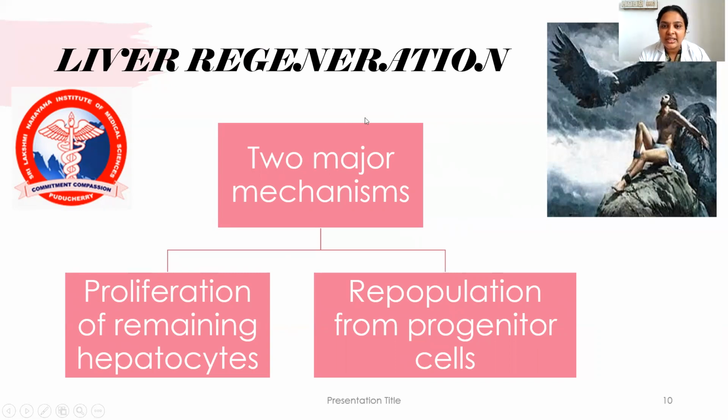Thus, liver regeneration takes place by two major mechanisms. One is by proliferation of the remaining hepatocytes. The second is by repopulation from the progenitor cells, that is, the oval cells or the tissue stem cells from which the liver cells proliferate.